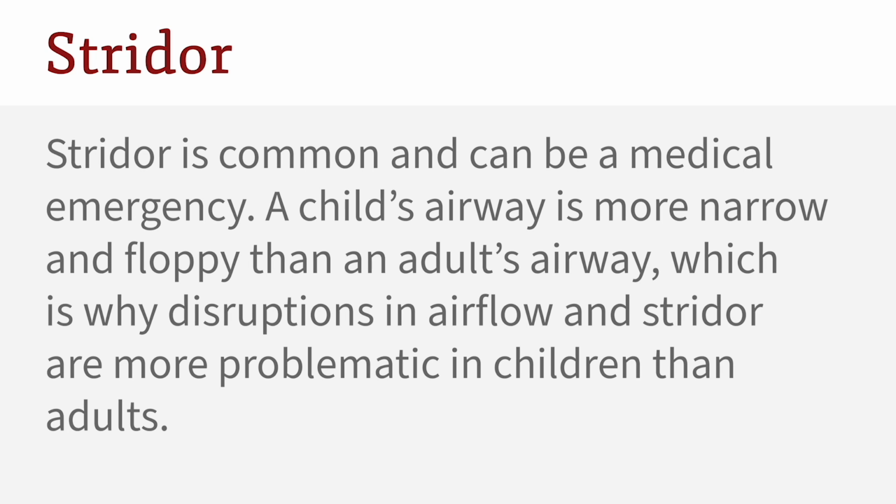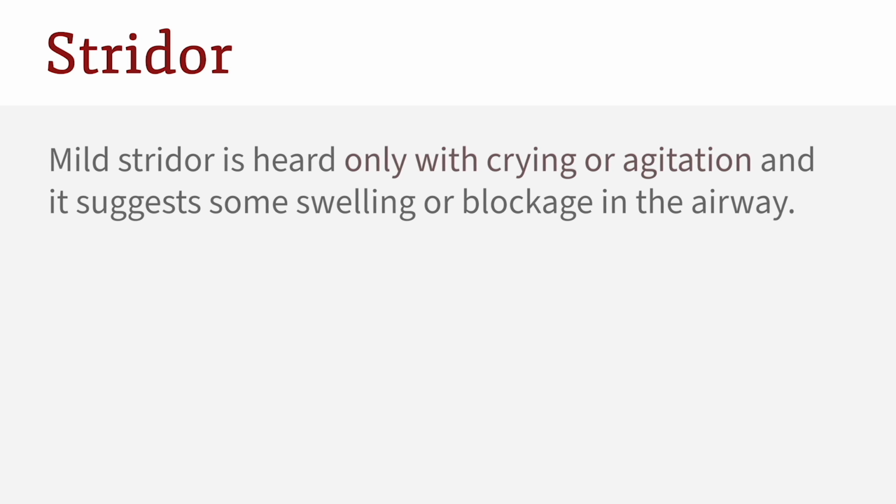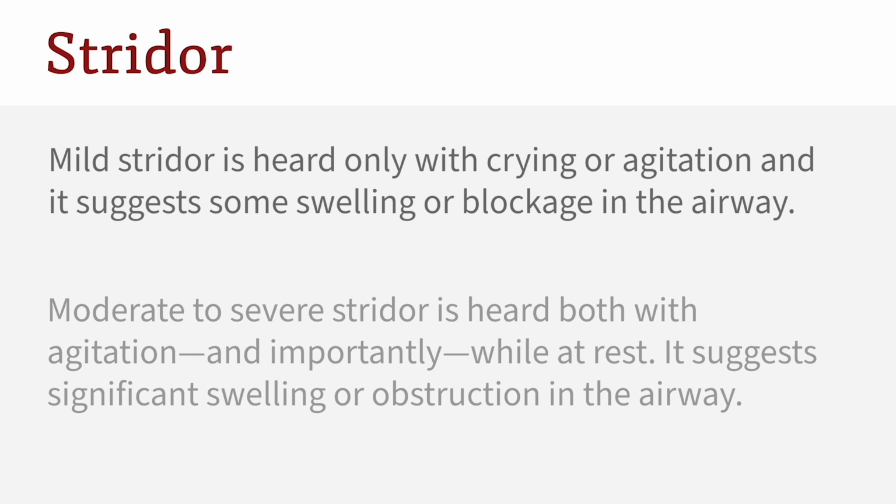A child's airway is more narrow and floppy than an adult's airway, which is why disruptions in airflow and stridor are more problematic in children than adults. Stridor can be mild, moderate, or severe. Mild stridor is heard only with crying or agitation, and it suggests some swelling or blockage in the airway. Moderate to severe stridor is heard both with agitation and, importantly, while at rest, and it suggests significant swelling or obstruction in the airway.